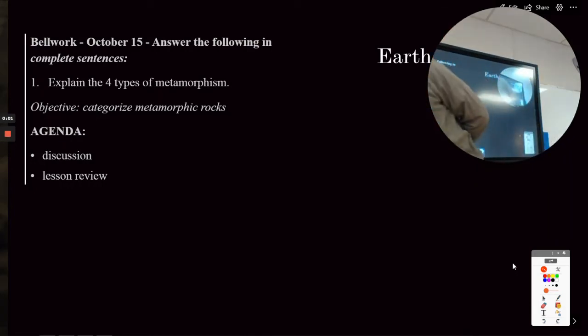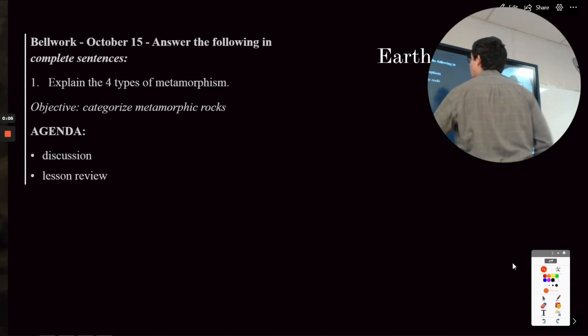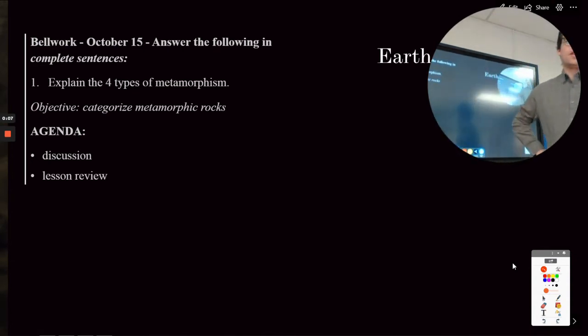Okay, it's Earth Science again. Okay, today we're going to talk about metamorphic rocks some more. The first thing we're going to do is this bell work about explaining the 4 types of metamorphism.